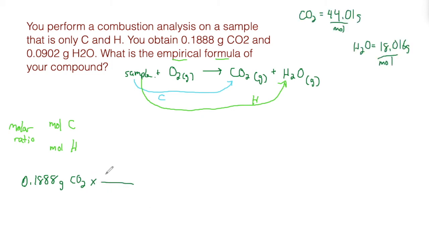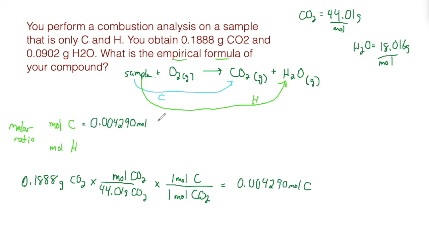All right, I got some molar masses up there now, so let's go ahead and use that. That will convert to moles of carbon dioxide. And each mole of carbon dioxide was made using 1 mole of carbon. There's 1 mole of carbon in every 1 mole of carbon dioxide. So that can give us some moles of carbon. And that gives us 0.004290 moles of carbon in our sample.